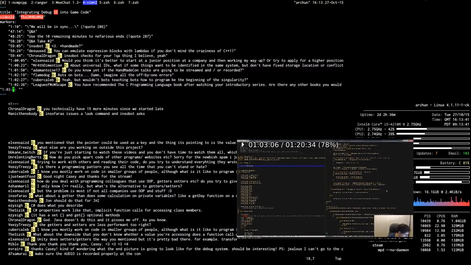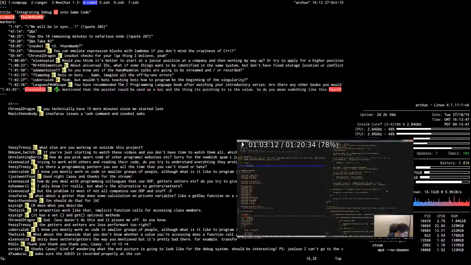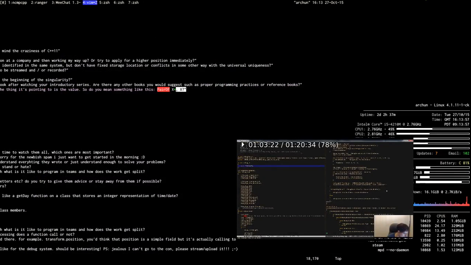Elvin, you mentioned that the pointer could be used as a key, and the thing it's pointing to is the value. So do you mean something like this pair of x star x? I just mean as anything that implements a map, like a hash table or anything like that, you know.